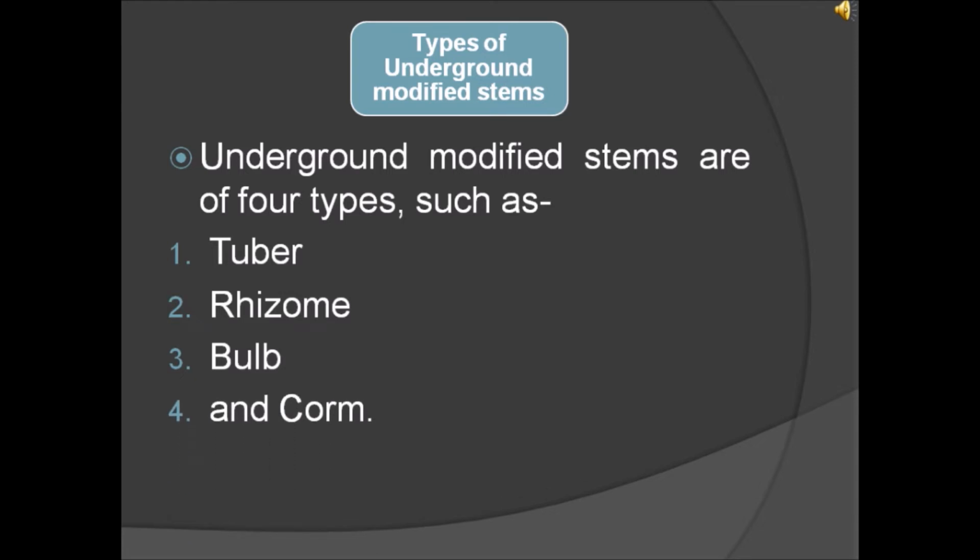Types of underground modified stems. Underground modified stems are of four types, such as tuber, rhizome, bulb, and corm. Now we will discuss tuber, rhizome, bulb, and corm.